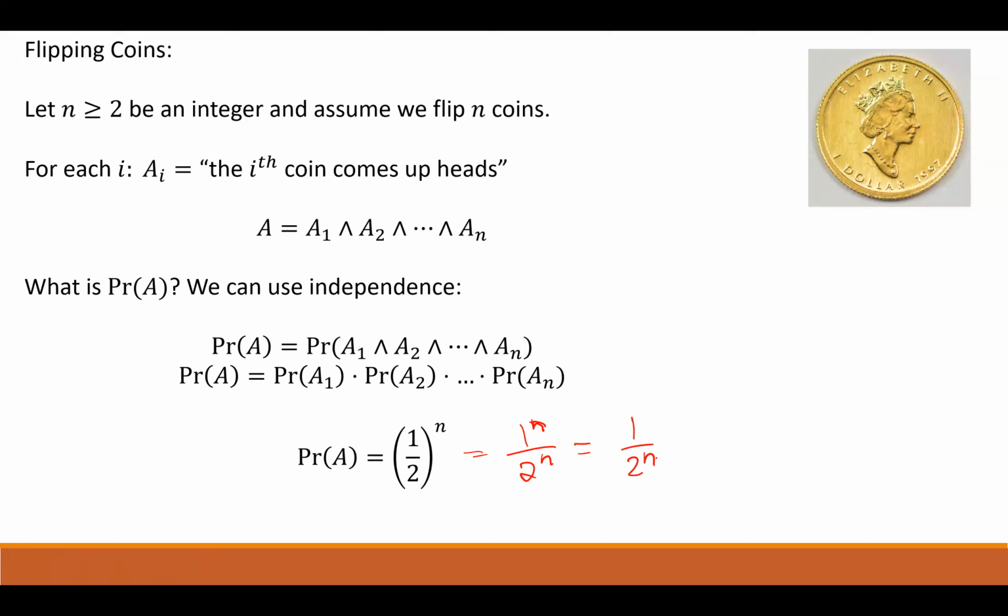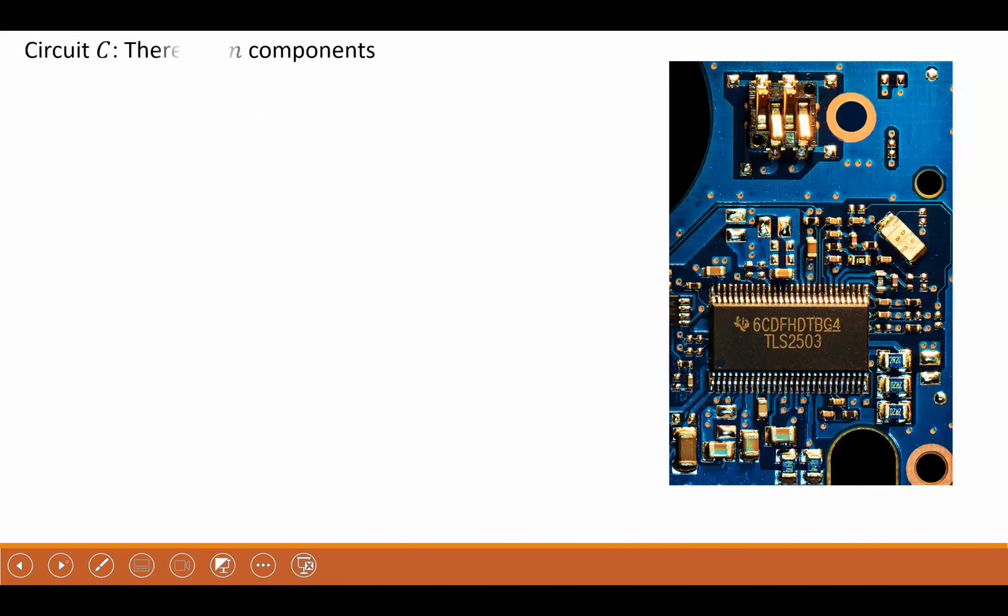Okay, so that's independence. And again, most of the time when you start learning probability, this is where you start. We came here after a long detour. All right, so let's look at another example.